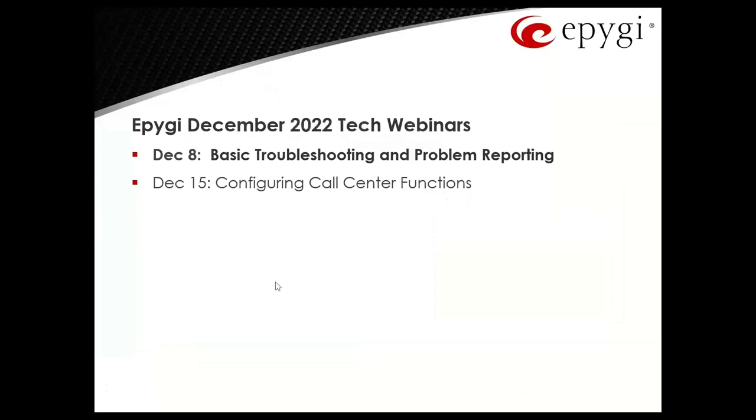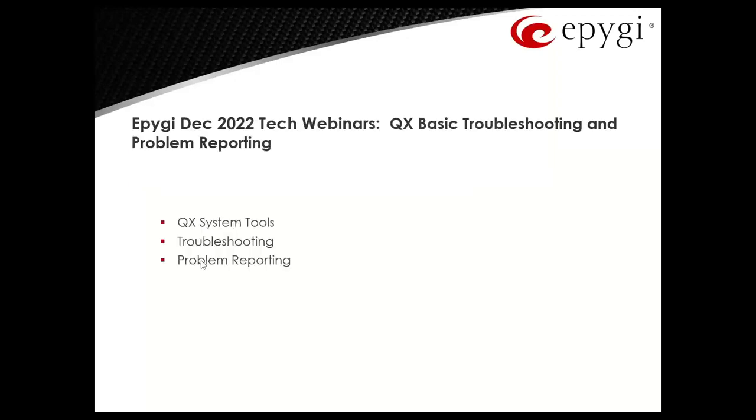This is the first of a couple of webinars on the technical side that we'll be doing in December. There's a couple, 3 or 4 webinars on the sales side as well, so hopefully you've been able to take advantage of those. Today we're going to be looking at the basic troubleshooting and problem reporting. And next week, we'll look at configuring the call center functions. So be sure to check back with us or register for that one next week.